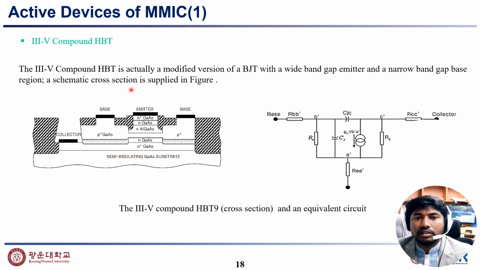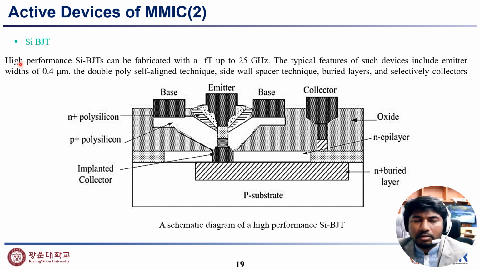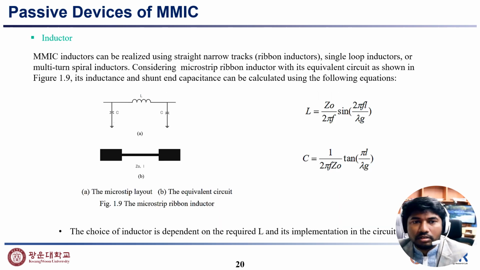A schematic cross section is shown in the figure. Here you can see, and silicon bipolar junction transistors of high performance can be fabricated with an fT up to 25 gigahertz. The typical features of such devices include an emitter width of 0.4 micrometer and the double poly self-aligned technique, sidewall spacer technique, buried layer, and selective collector. And this is the schematic diagram of a high performance silicon BJT.